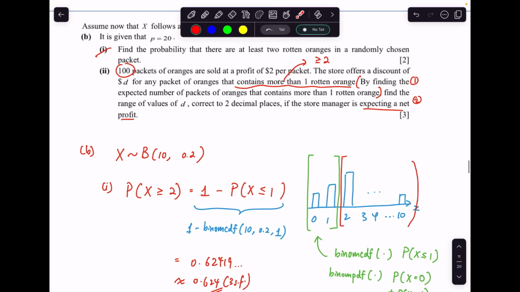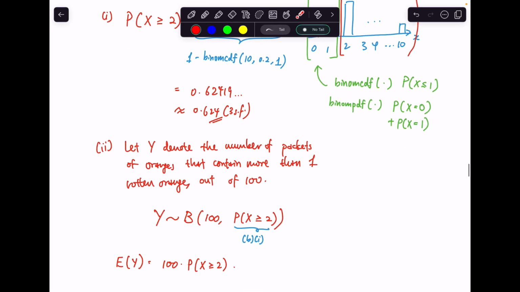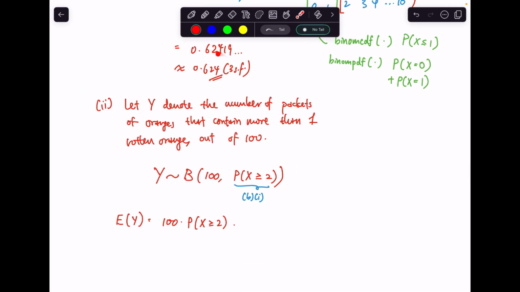They didn't really ask us to find the expected number of oranges. They just said, by using that, we want to find the range of values of D to expect a net profit. What does it mean to expect a net profit? Actually, let me just write down the answer here. It's just this number times 100. So I just times 100, and I have 62.419..., which I round off to 62.4 to 3SF.